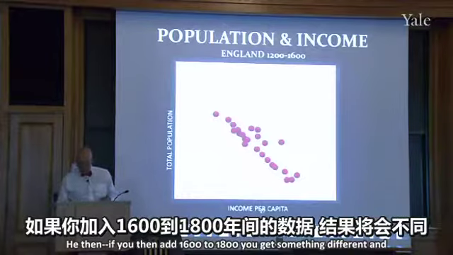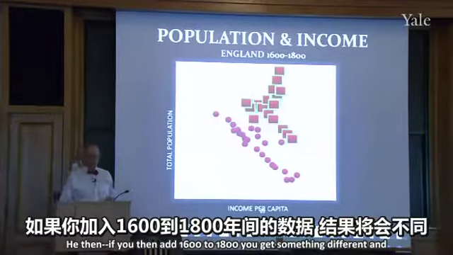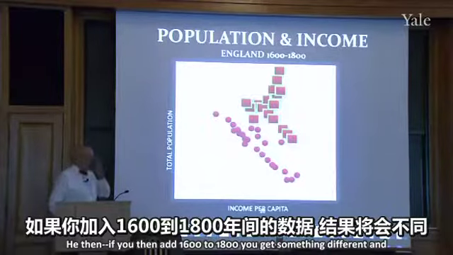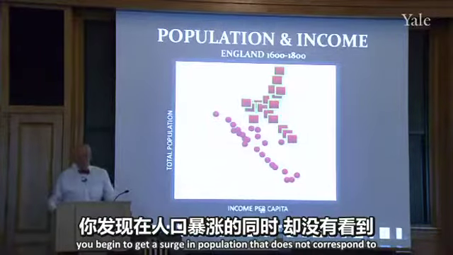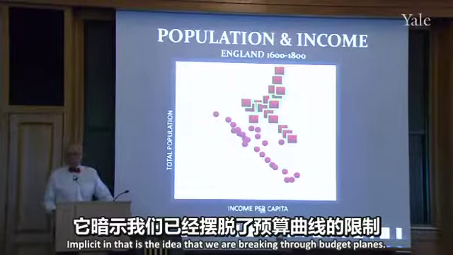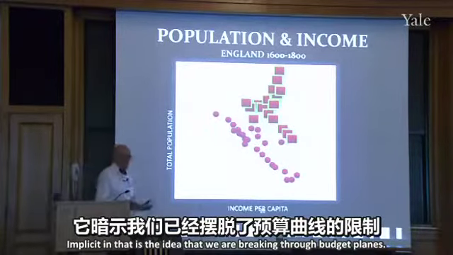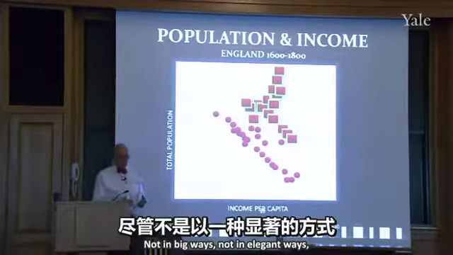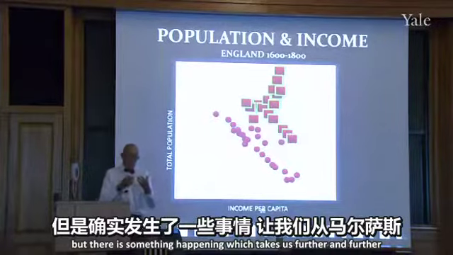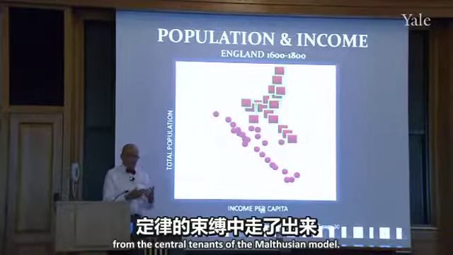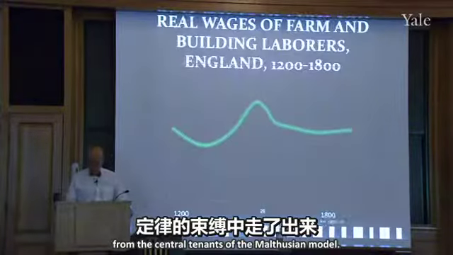If you then add 1600 to 1800, you get something different. And you begin to get a surge in population that does not correspond to a huge loss in per capita income. So implicit in that is the idea that we are breaking through budget planes, not in big ways, not in elegant ways, but there is something happening which takes us further and further from the central tenets of the Malthusian model.